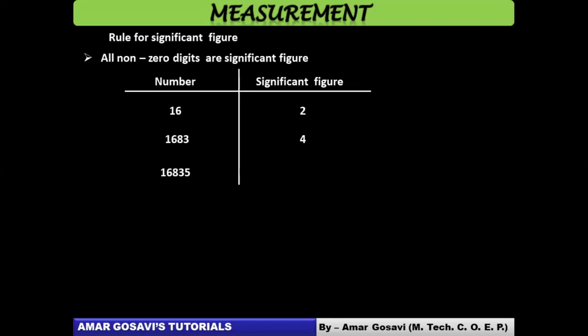All right. Let's talk about this third number, 16835. How many non-zero digits are involved in this number? You can see there are 5. So obviously the significant figures would be 5. So this is rule number 1. You can take a quick screenshot of it before we discuss rule number 2, so that it serves as notes for you.